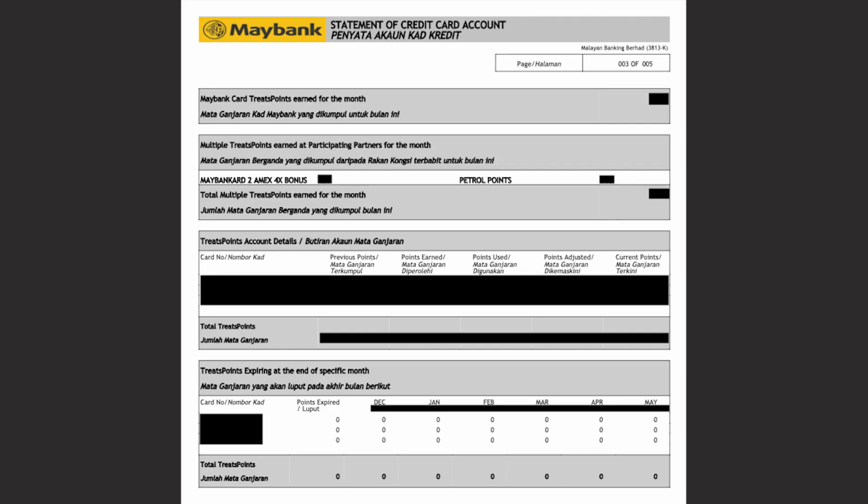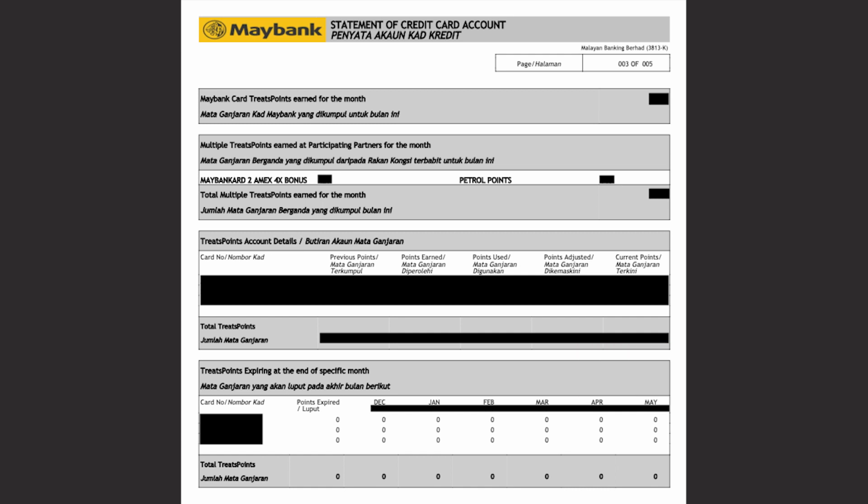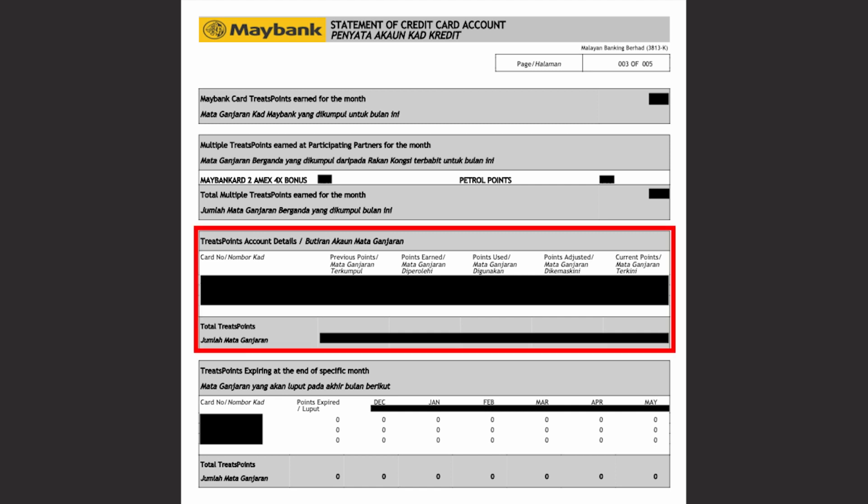Then the next page here, it shows the amount of treats points or reward points that you earn. So whether it's Maybank or any other bank, they will also show you the amount of reward points that you earn in the month and the consecutive months before with your credit card. So here it shows your credit card number, previous points earned, current points earned, points used, points adjusted, and current points.